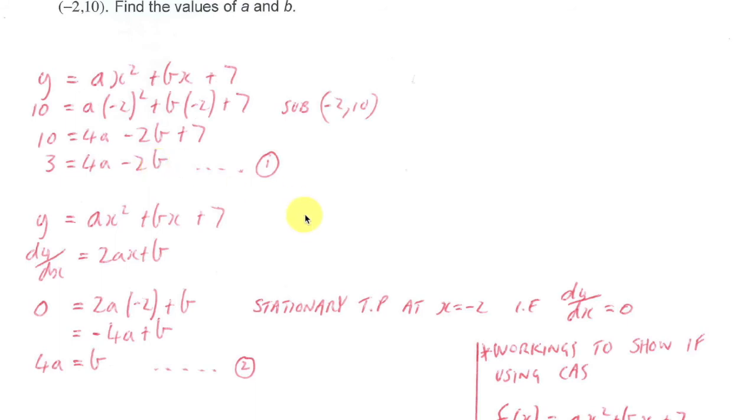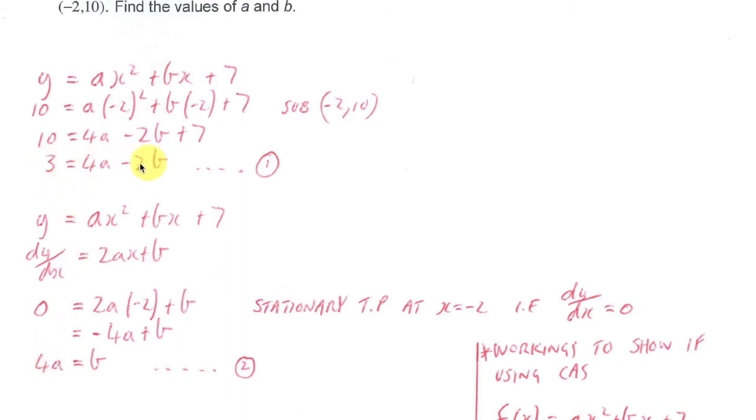Let's use the second bit of information. The point (-2, 10) is in fact a stationary turning point. So if we take our original y function and work out its derivative, 2ax plus b, then because it's a stationary turning point, we make dy/dx equal to 0, and it's a stationary turning point at (-2, 10), that is that the value of x is equal to -2. So I can substitute -2 into the right-hand side here. And now what I'll come up with is that b is equal to 4a.